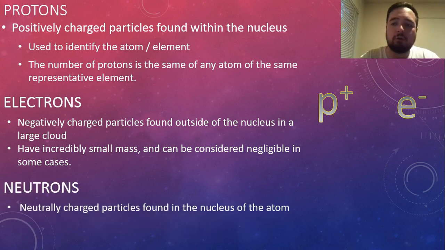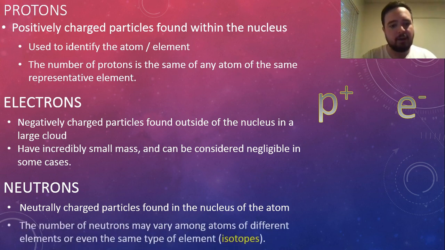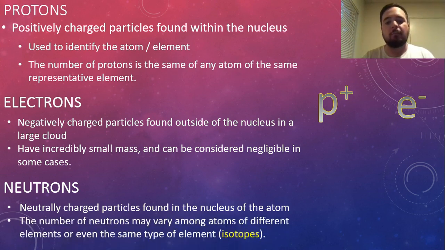Neutrons are neutrally charged particles found in the nucleus of the atom. Neutrally meaning that it has no positive or negative, it's canceled, so it just has no charge whatsoever. The number of neutrons may vary among atoms of different elements and of the same type of element. This difference in neutrons is what develops what are called isotopes, which again we will dive further into in this unit. But an isotope is something that has the same number of protons but a different number of neutrons.